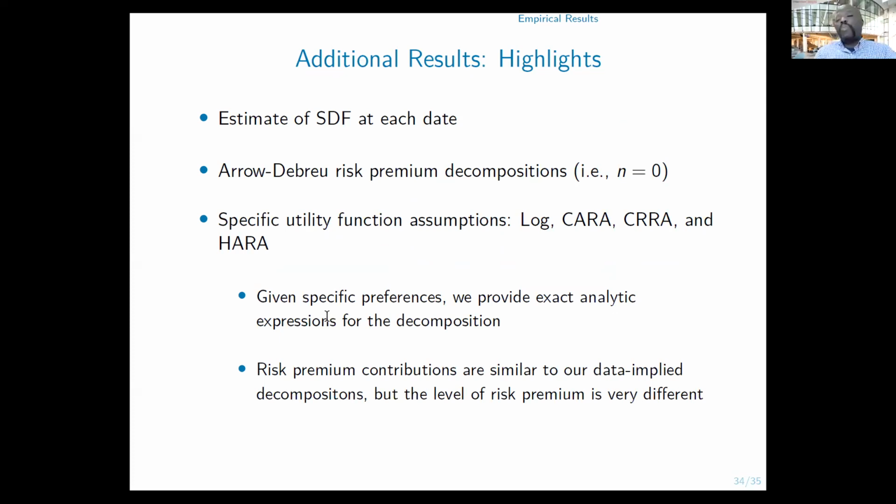So in the paper, I'm not presenting this here for the interest of time, we also estimate the SDF at each date. Our theory is also more general because it says that we can compute any risk premium and any component of the decomposition of that risk premium. So if you set n equals to 0, then you get the Arrow-Debreu security risk premium. This is something that we can easily have in the paper. But our paper is more about equity risk premium, variance risk premium, any higher order decomposition.